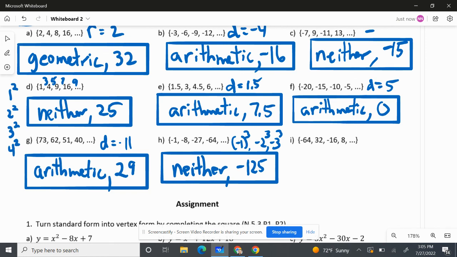For I, negative 64, 32, negative 16, 8. Notice that we're dividing by 2, and technically we're dividing by negative 2. So that means that it's geometric. And if we divide by negative 2, that would be negative 4. Or we could think of multiplying by negative 1/2.